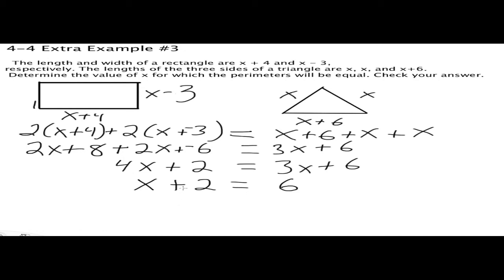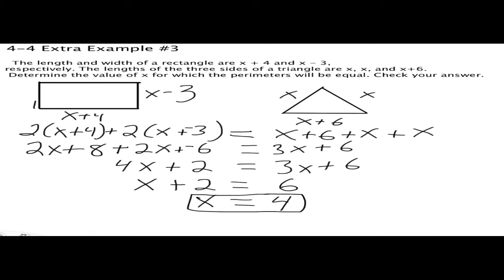Next step is we're going to subtract 2 from both sides. 2 from 2 is 0, so I'm left with x. 2 from 6 is 4, and I'm left with x equals 4. Now part of this question said to check it. That means I would like to verify that these two expressions, in fact, equal each other.